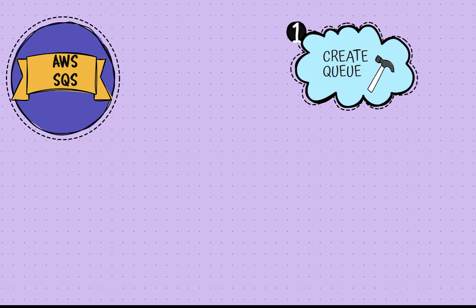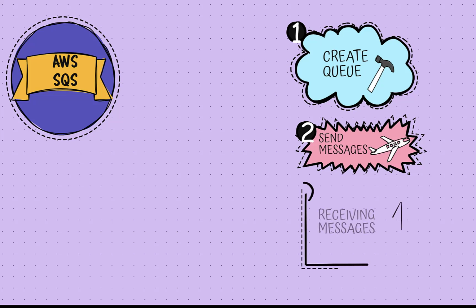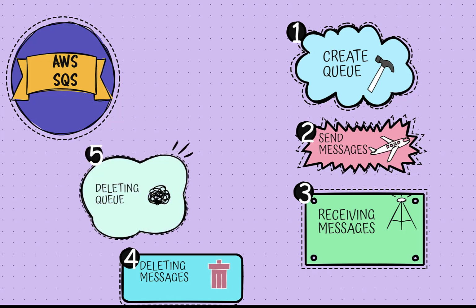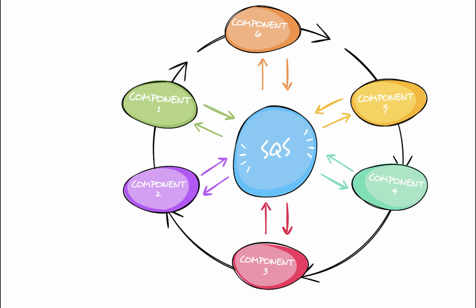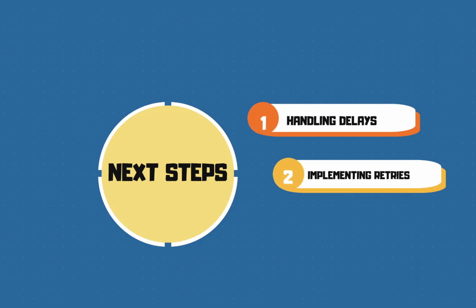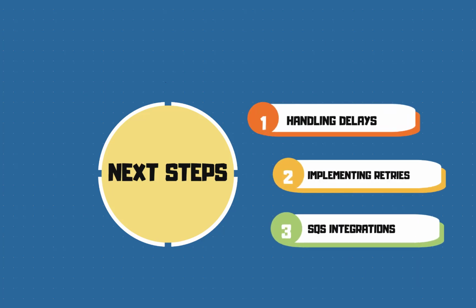So today, you learned how to create a queue, send messages, receive and process them, delete messages, and clean up your queue when done. Now, you can build systems where different parts talk to each other smoothly without being tightly connected. And because SQS is managed by AWS, it works even if your app scales to thousands of requests. In future videos, we can go deeper, like handling delays, retries, or even connecting SQS with other AWS services.